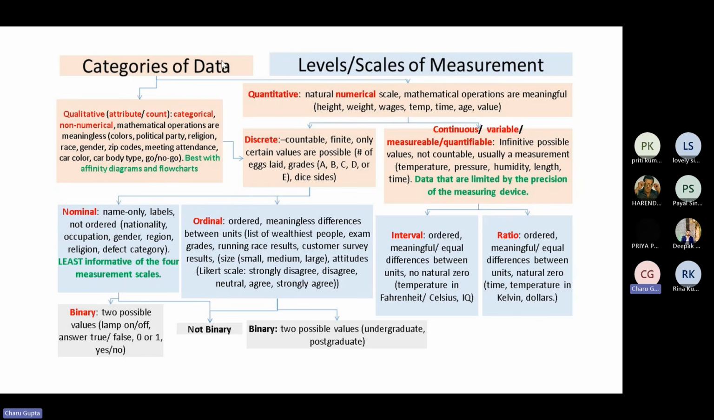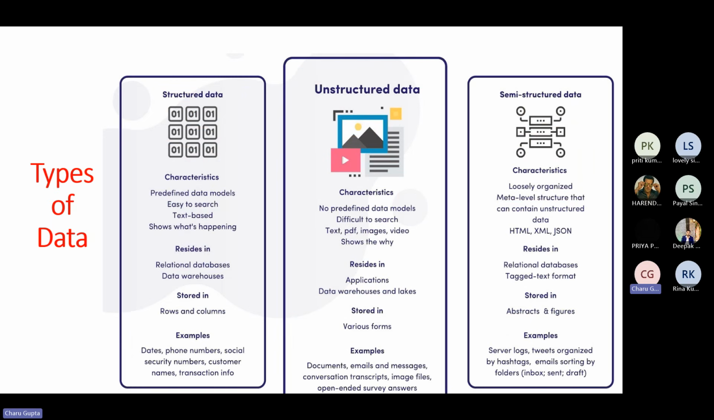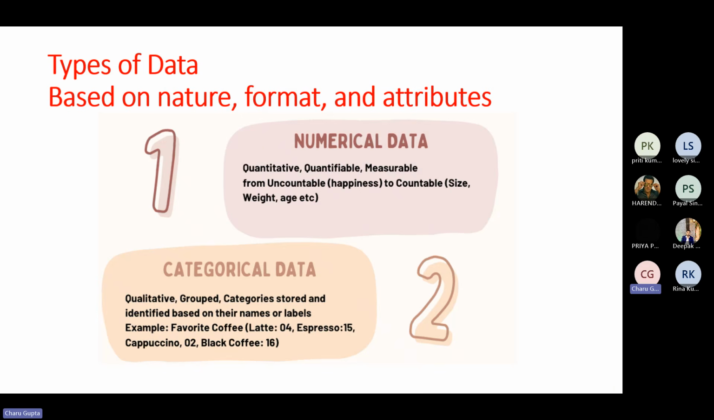Okay. So next, this is again a sample of structured and unstructured data. You can see different examples here, the same type of examples, right? Next, different types of data based on its nature, format, and attributes.